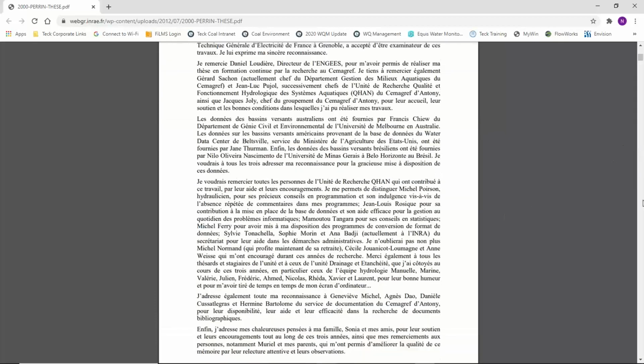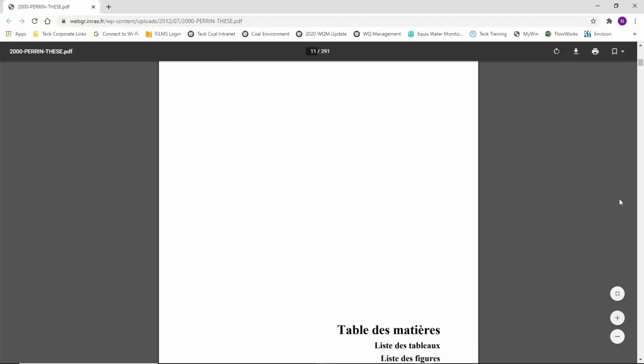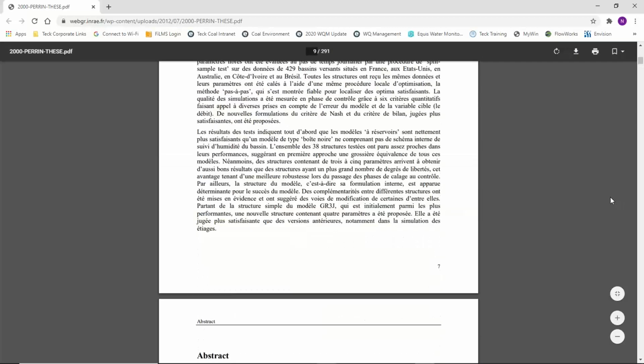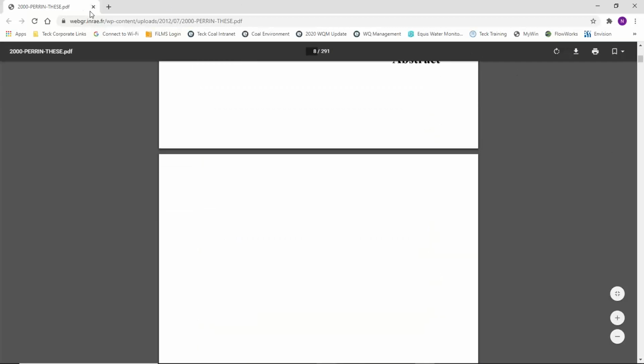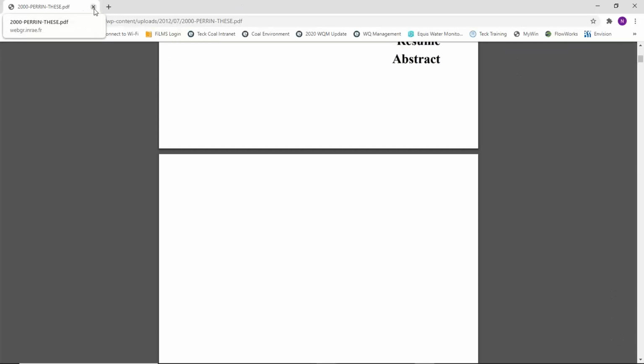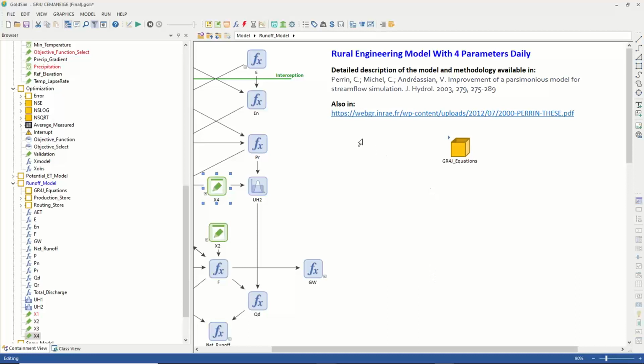Usually at the end of these theses, you do have some articles that were written in English. Again, it might still be a good thing to look at. Yes, in this thesis, you do have a description of all the locations where that model was tested.